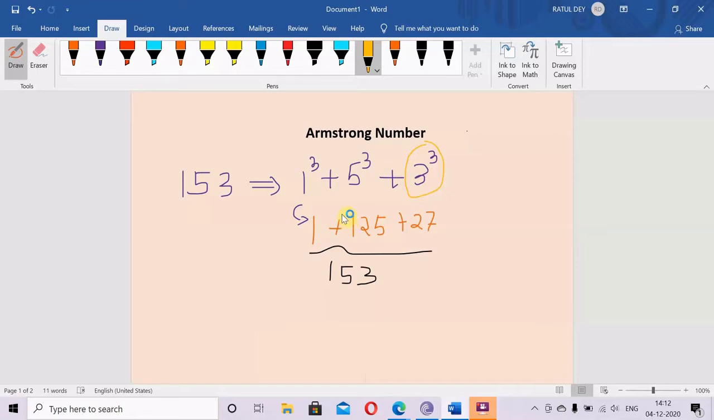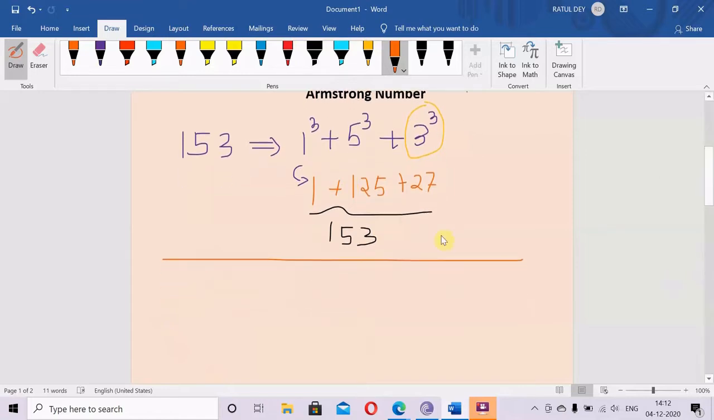So according to you, I will just explain the program to you. I think you are absolutely right. If there is some other number, suppose you tell me any number which is not an Armstrong number. Any number in your mind. 127. I know that 127 is not an Armstrong number.